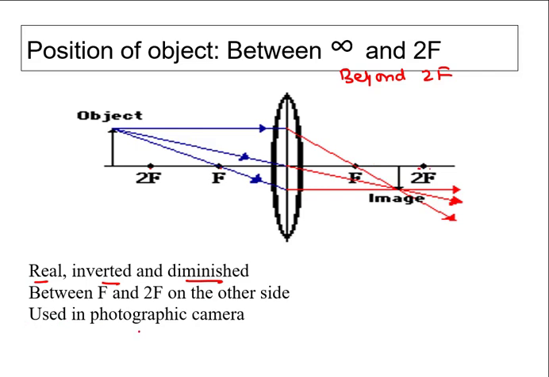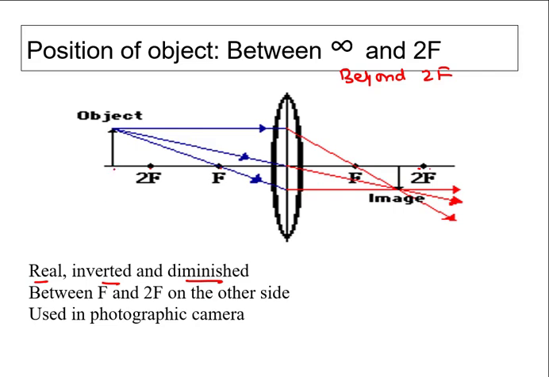Application: used in a photographic camera. We know that in a camera we take a picture of a large object and that forms an image on the photographic film, an inverted image, which is then later developed. So used in a photographic camera. Now how to draw this ray diagram? I'll explain to you how we can draw this diagram in an easy way.